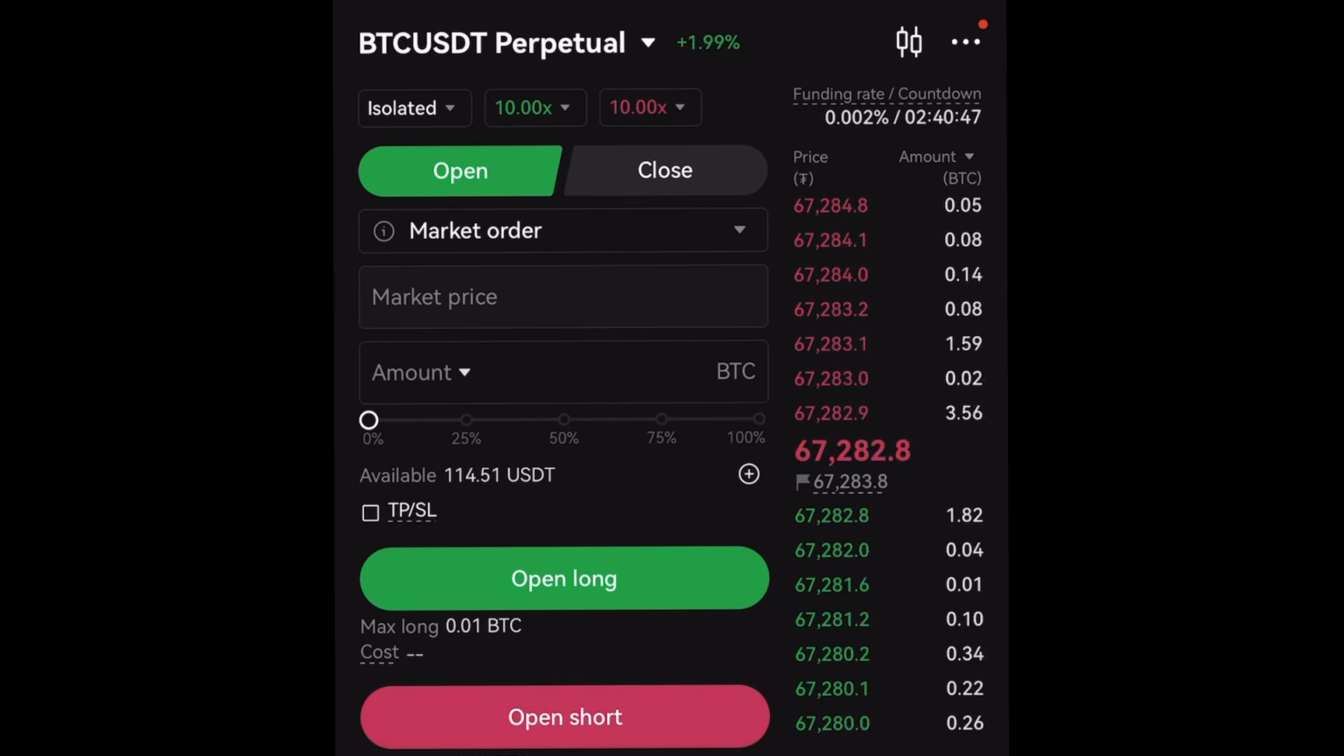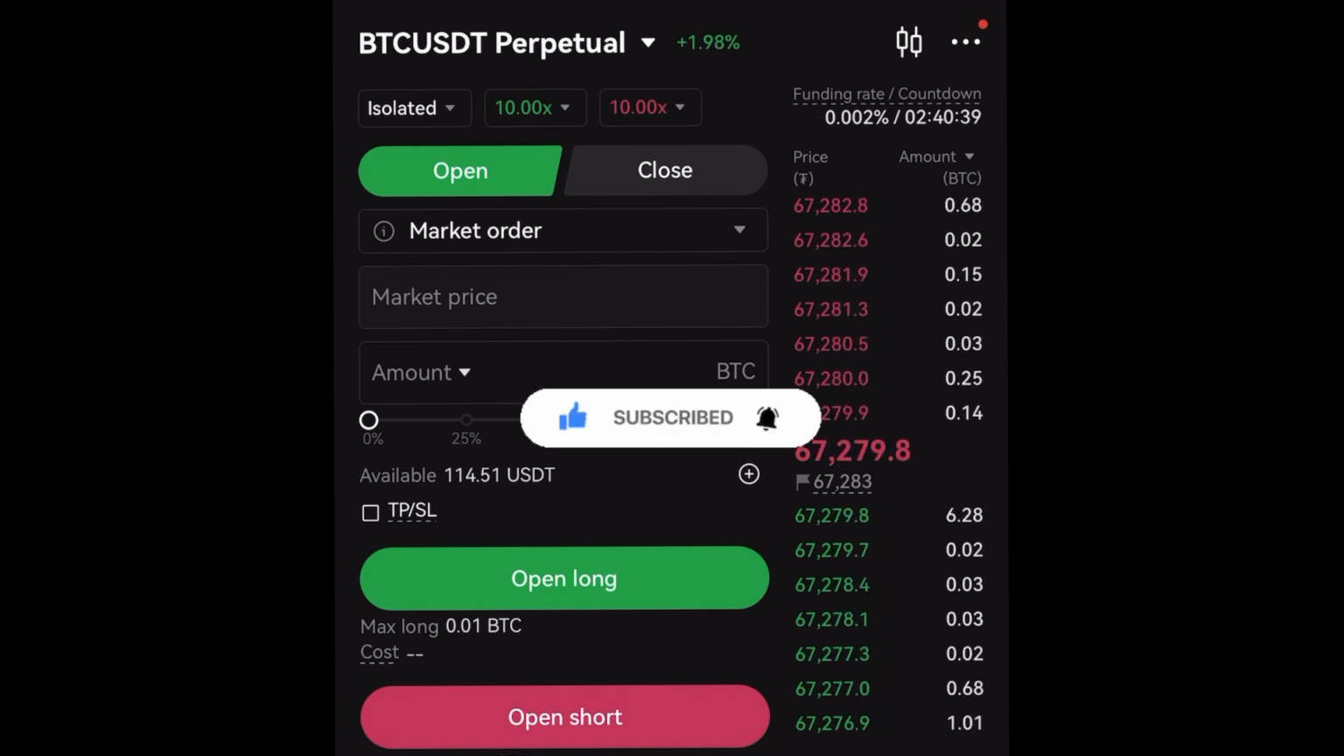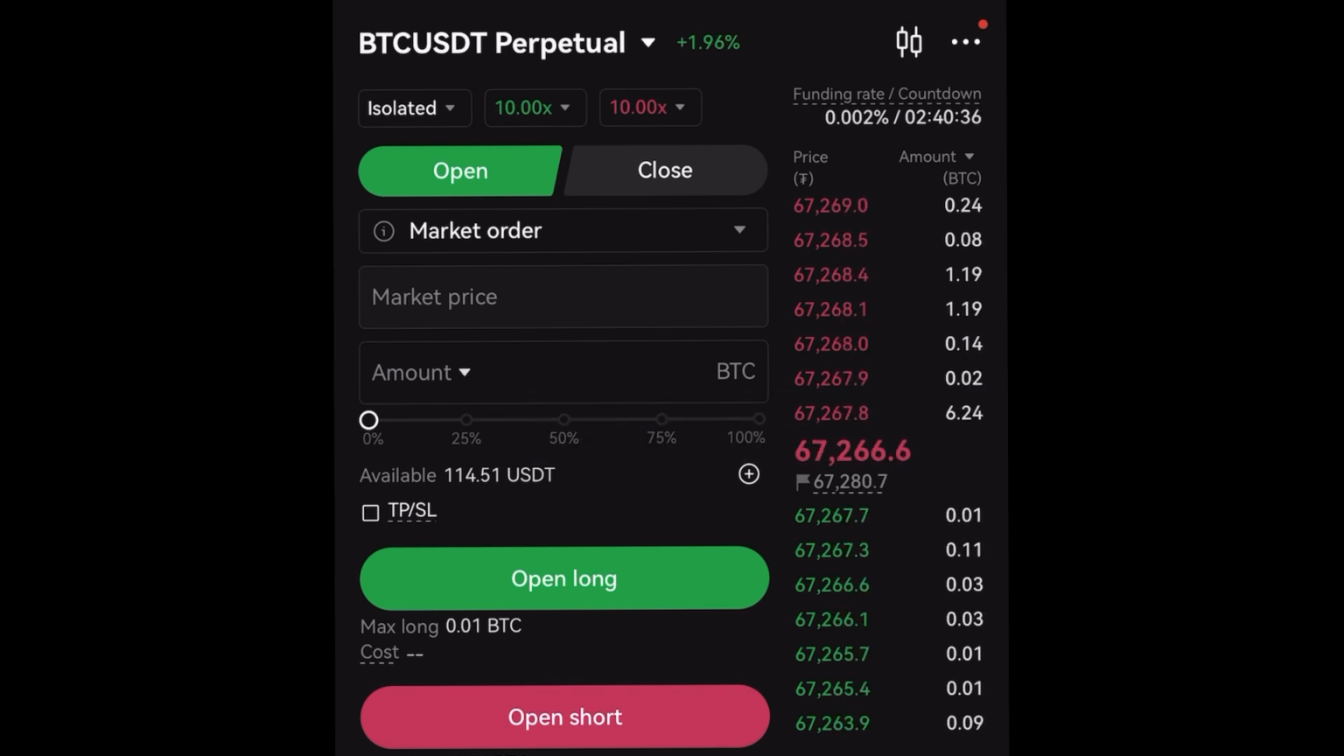So leverage is the kind of borrowed money that your exchange gives you so that you can amplify your trade and make more money. But it is a double-edged sword, which means if you use it in the wrong way, if you over-leverage, you might lose a lot of money as well.